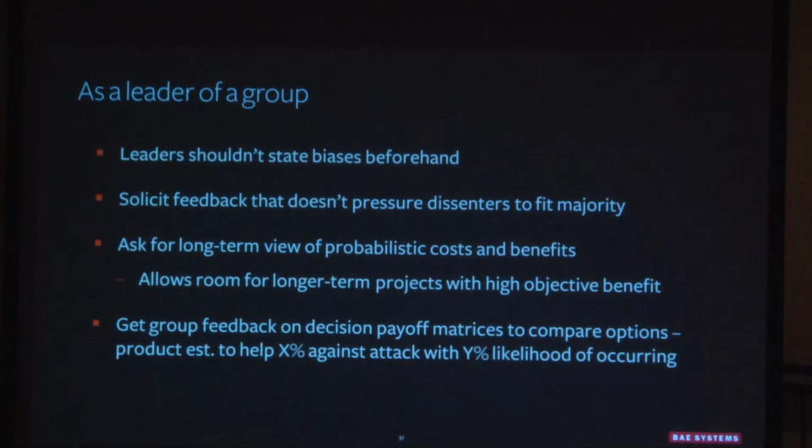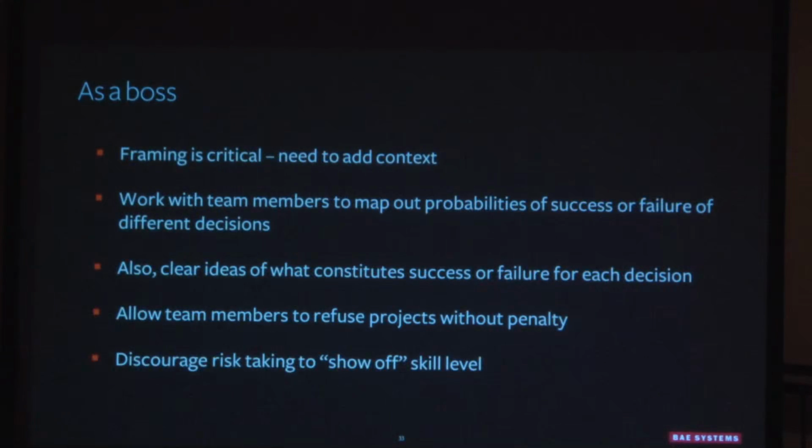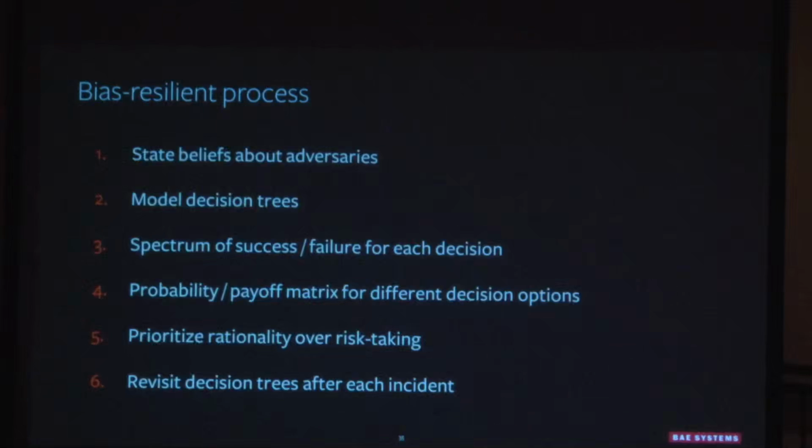Since I'm almost out of time, as the leader of the group, leaders shouldn't state biases beforehand. You need to solicit feedback in a way that doesn't make dissenters feel out of place. Ask for those long-term views of probabilities and costs, so you can allow for those longer-term projects that will actually have a big payoff. Then also create, similar to the tree, decision payoff matrices, including probabilities of attack and likelihood of occurring. As a boss, you have to frame things in the right way. So work with team members to map out probabilities of success or failure, like in my map. You need to have a clear idea of what constitutes a success or failure, because when there's uncertainty, people are going to feel like they'll look bad if they refuse a project, and discouraging risk-taking to show off is a really big one. So here, I'm going to post the slides, but here's basically the steps to this process.